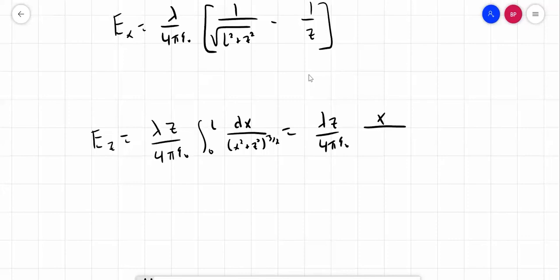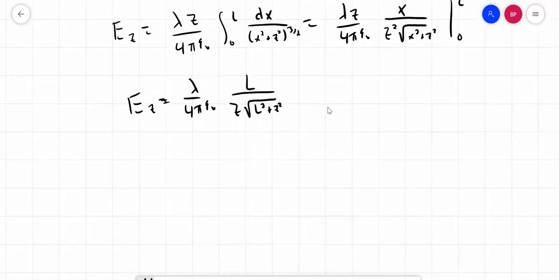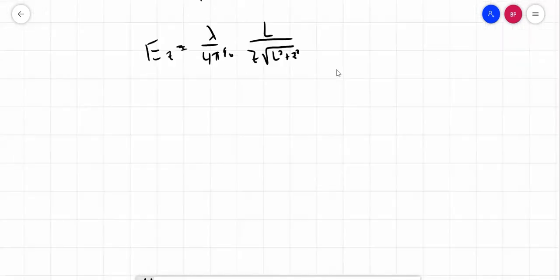It's x over z squared, the square root of x squared plus z squared. And then we still have to evaluate it from x equals 0 to x equals L. Okay, well, one of our z's are going to cancel here. So the z component of our electric field is lambda over 4 pi epsilon naught times L over z, the square root of L squared plus z squared. Okay, when we plug in 0 for x, we just get 0. All right, so we have our z component and we have our x component.